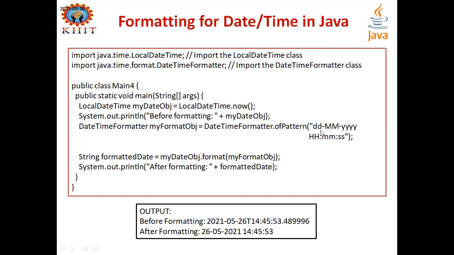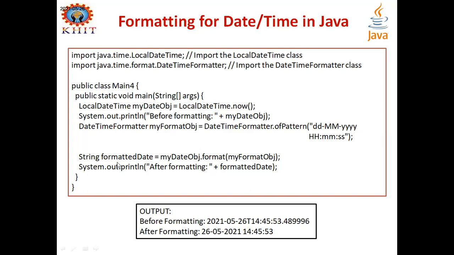So I want to display the date as dd-MM-yyyy: day in 2 digits, month in 2 digits, year in 4 digits, and the time with hours first, minutes next, and seconds next. So this format I'm specifying in this pattern and formatting the date and time like this. You just have to remember these functions, which are applicable in situations where we require different formats for date and time.